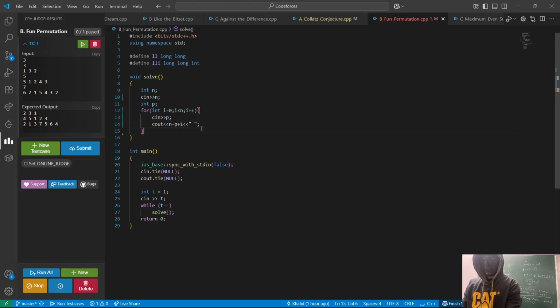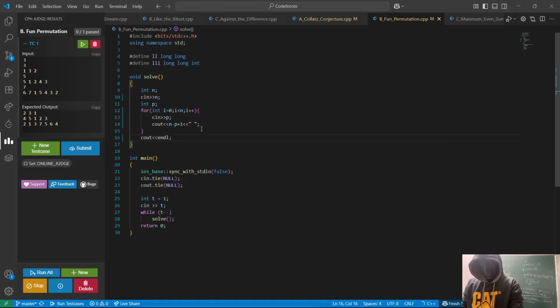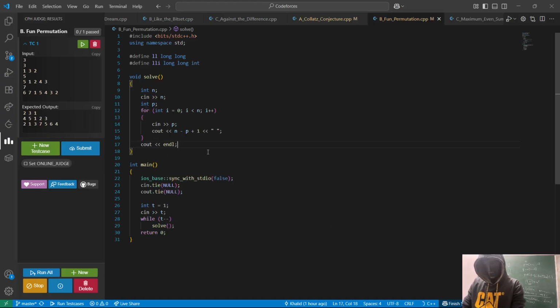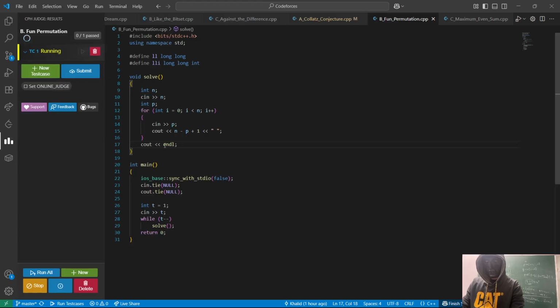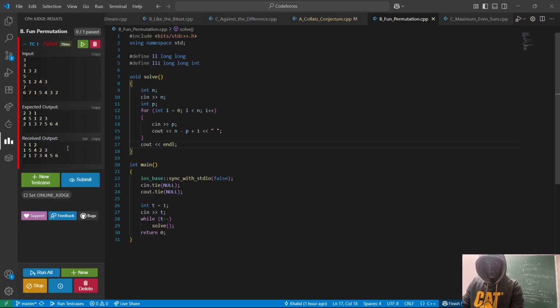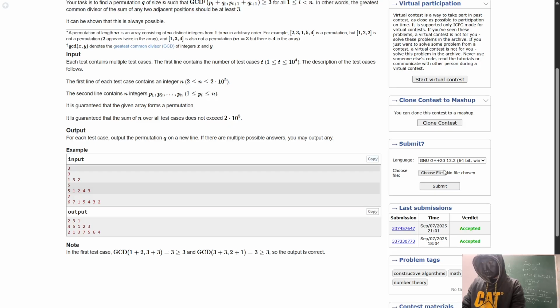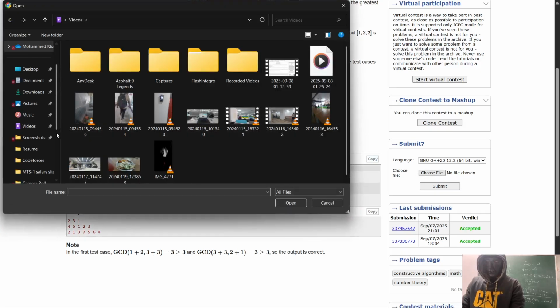And the answer should be space separated. At the end you'll have to display the next answer in the next line. So endl. Let's try to run it. So they're expecting some order, but that is not in the same order. We are doing it in some other order, which is also valid. So let's try to submit and see if it is running fine or not.